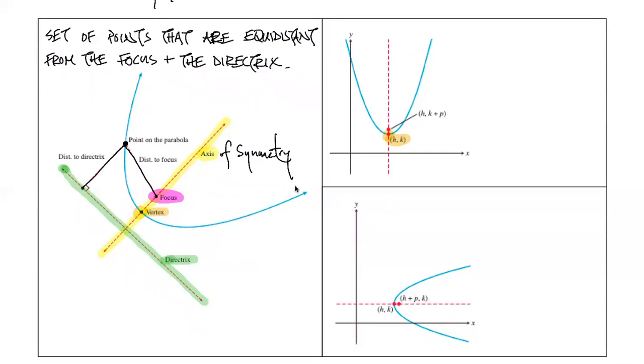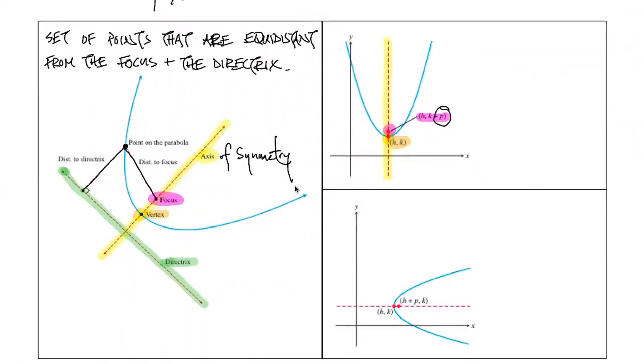And then along our axis of symmetry, our focus is again on the interior. And that coordinate we can say is h, because it has the same x value as the vertex, but k plus p, meaning we're adding some number p. Now this p tells us the distance from the focus to the vertex. Okay, so p is our distance from the focus to the vertex.